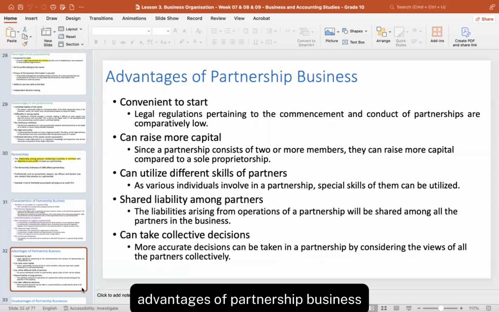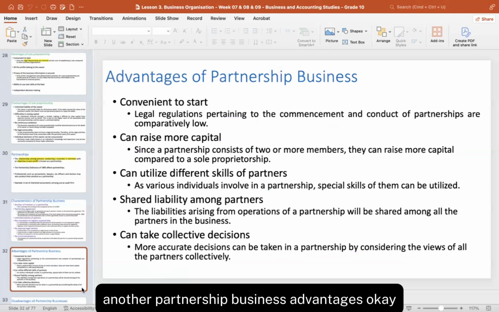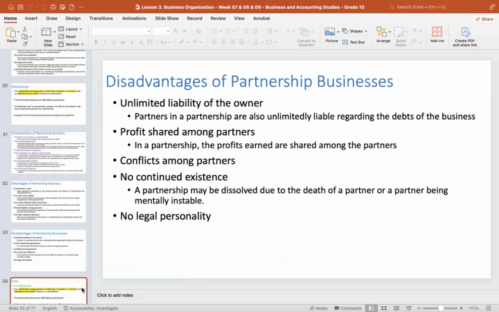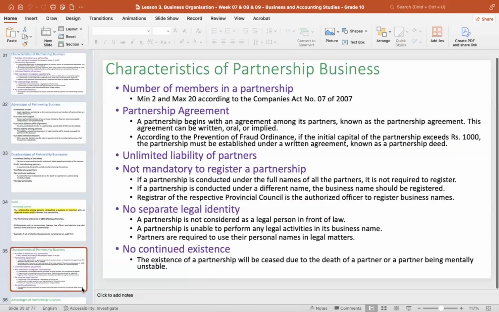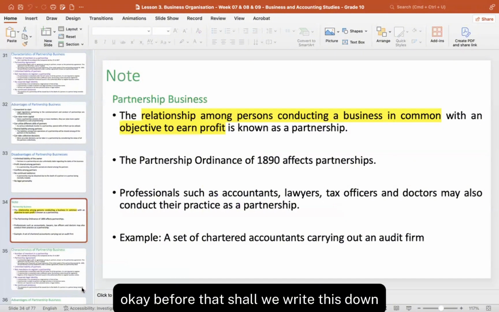Advantages of partnership business. What are the advantages of a partnership business? Okay. Okay, before that, shall we write this down?